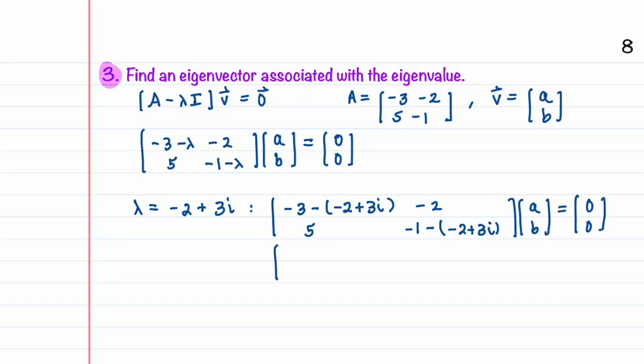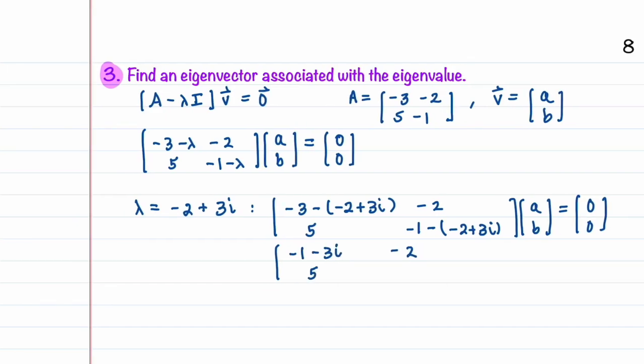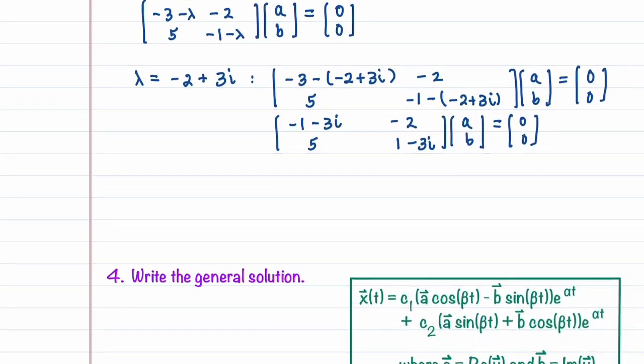Let's go ahead and clean up our algebra. We have minus 3 plus 2, so that's minus 1 minus 3i, and then minus 2, and then we have a 5, and then we have minus 1 plus 2, so that's 1 minus 3i. And we multiply this by A B, and we get 0, 0.